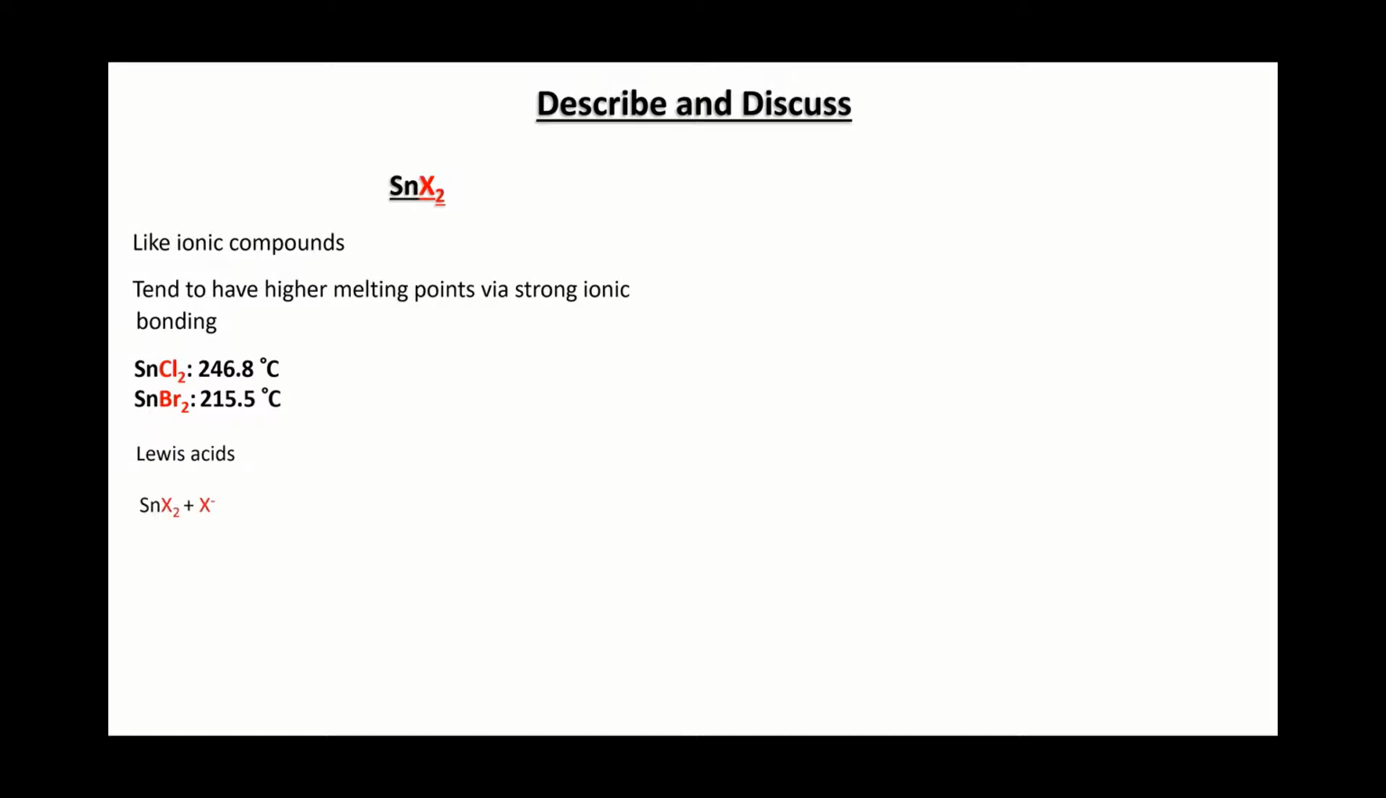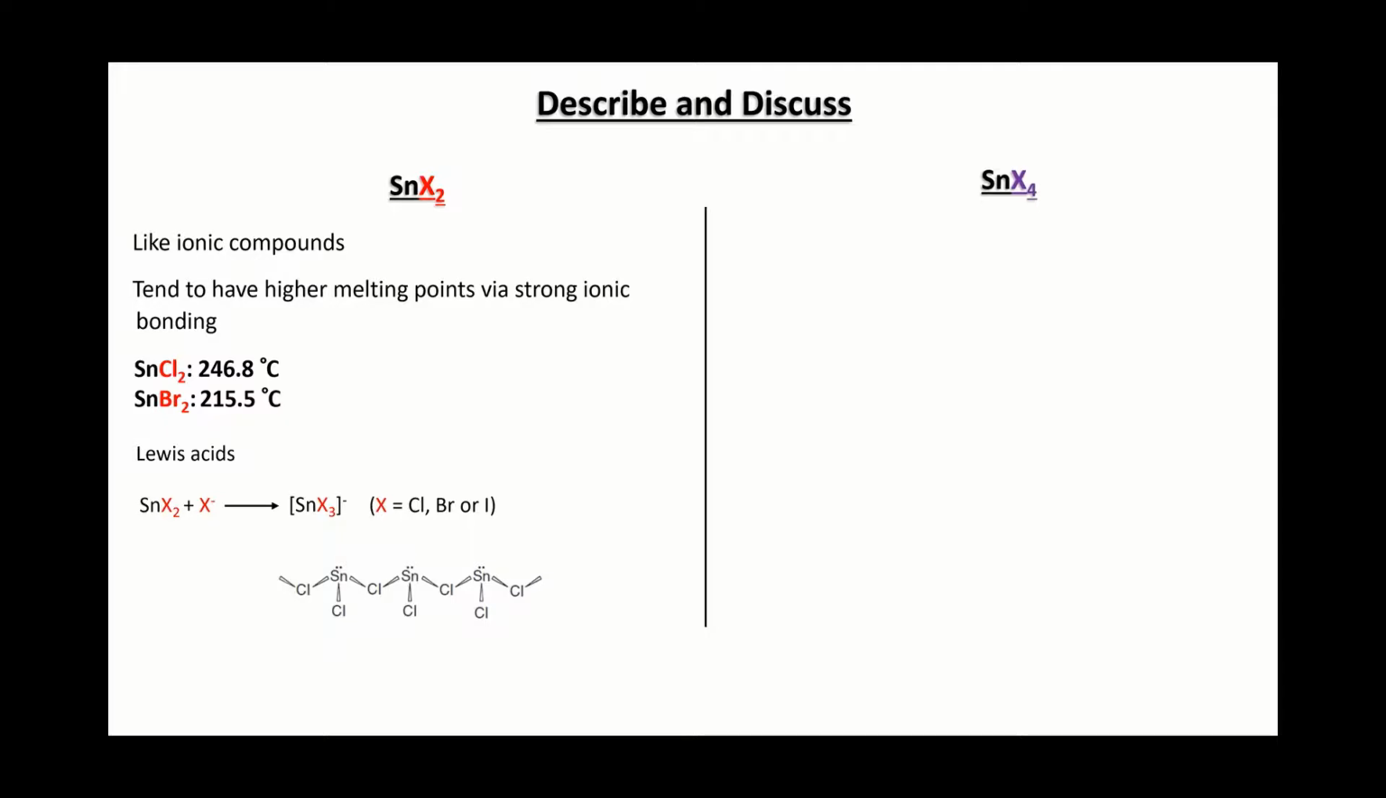Now, introduce a tin 2 halide, accept the fluoride to its respective halide ion, and we create this anionic tin 2 X3 species, which, in structural terms, is comprised of chains of these species linked via the halogen atoms themselves.